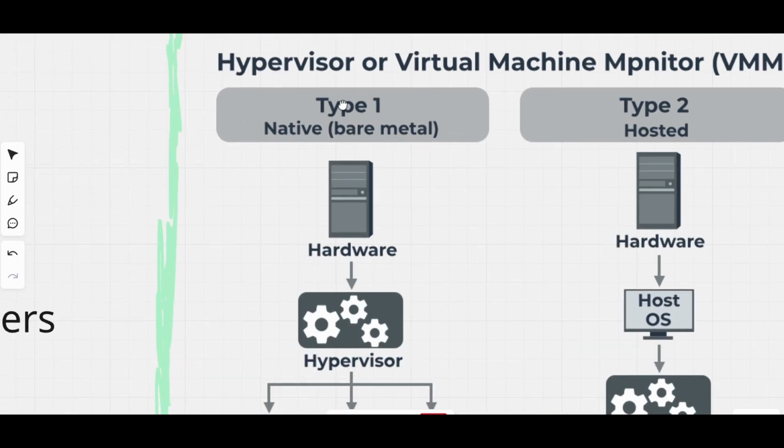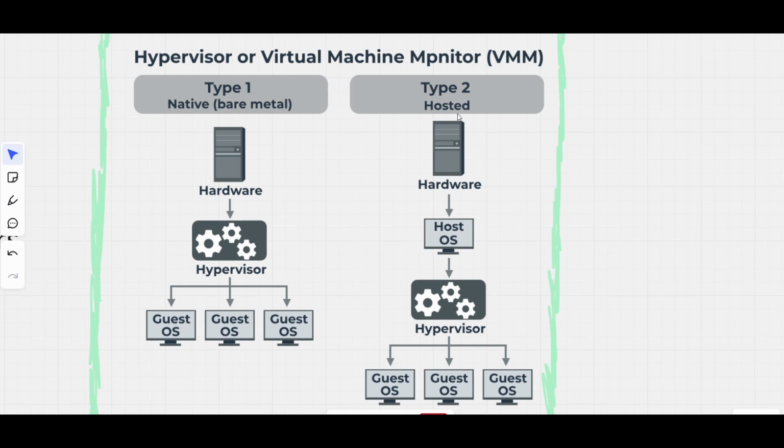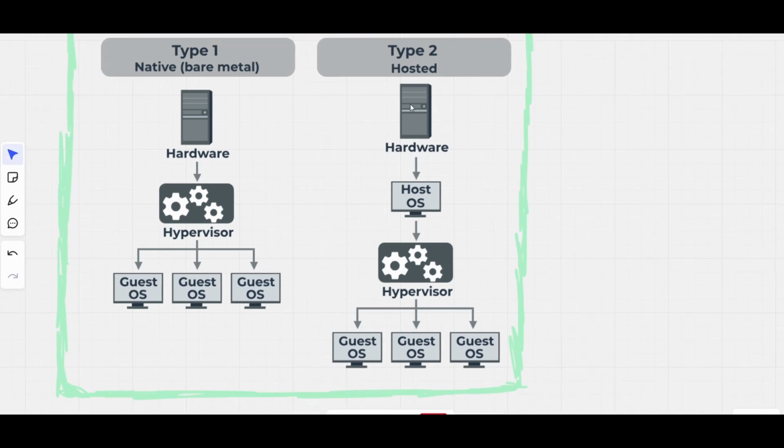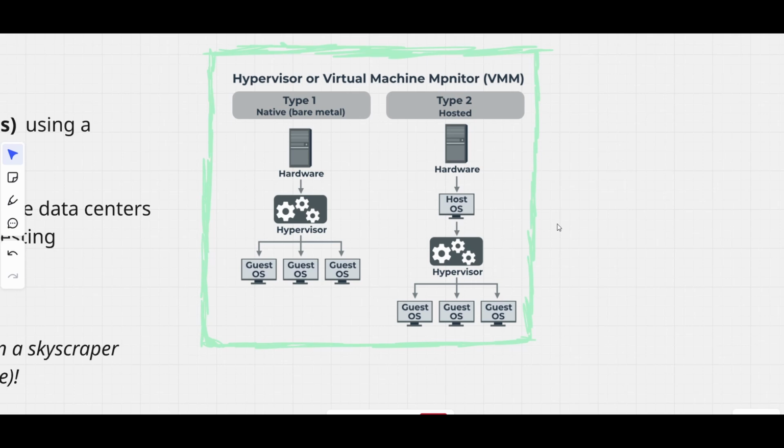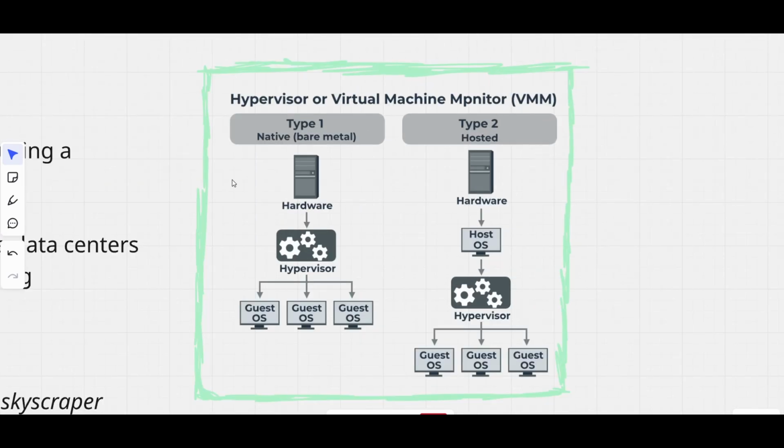So Type 1: native, bare metal. Hardware, hypervisor, and multiple guest operating systems here. Type 2, which is the hosted type: hardware, host operating system, then here is the hypervisor and multiple guest operating systems. So usually we use Type 2, actually.